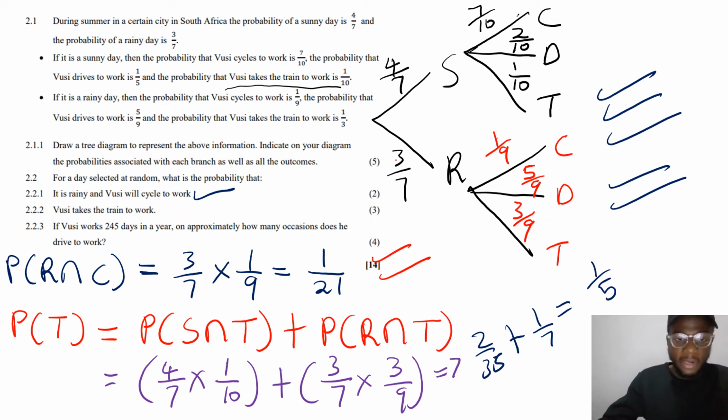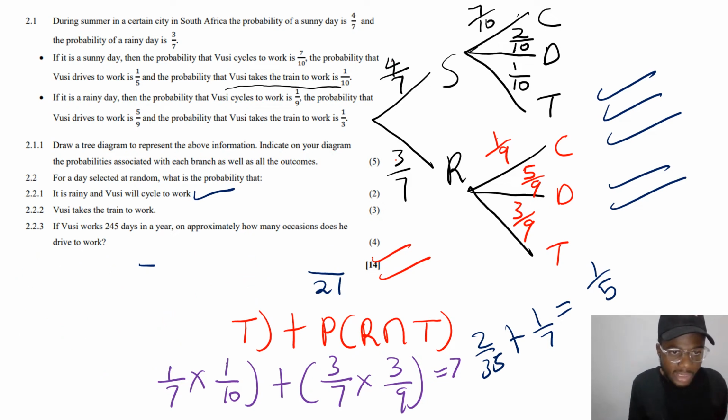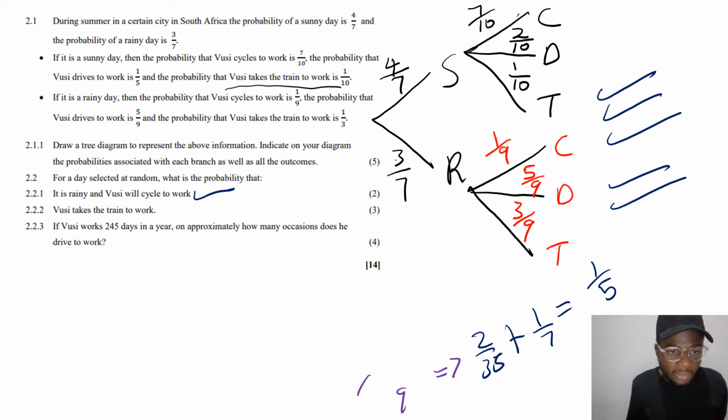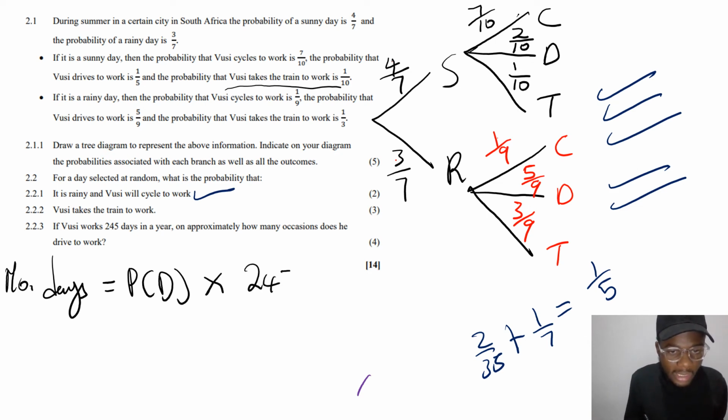So you must be very careful. They didn't say on a rainy day or on a sunny day. Let's do the last question together, then we'll be done. The last question says, if Vusi works 245 days in a year, approximately how many occasions does he drive to work? Let's check the number of occasions that he will drive to work when he works for 245 days. It is the probability of when he's driving to work multiplied by the number of days he will be working, because we want to find the number of occasions.